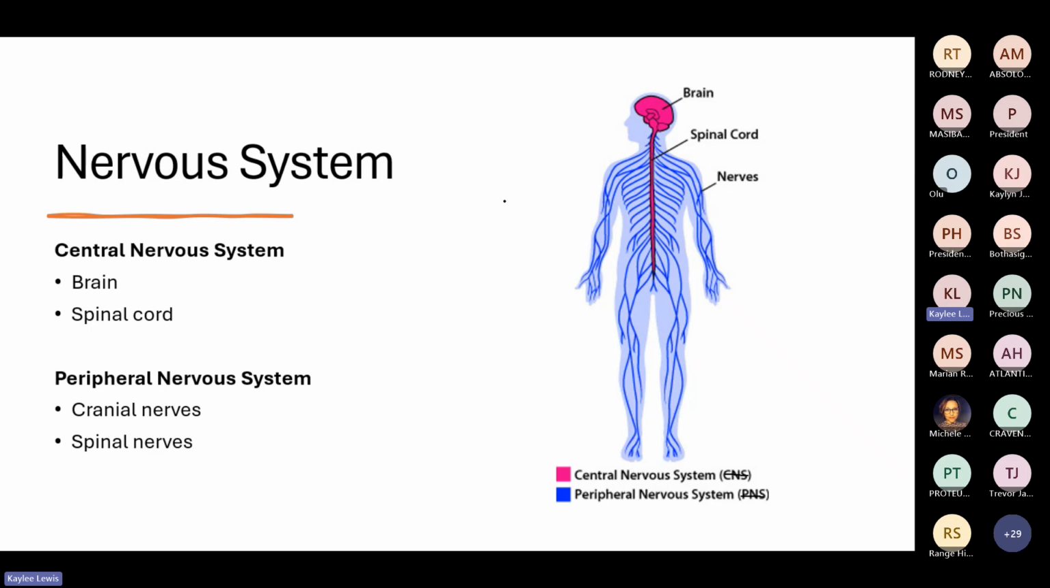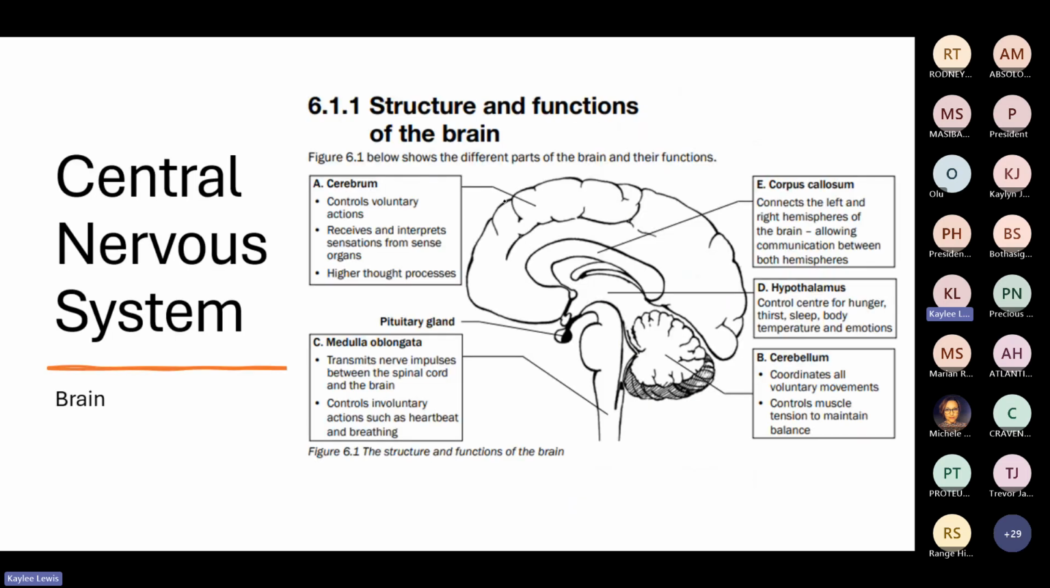So if we look at the central nervous system and we look at the brain, this picture is the best picture to study for the structure of the brain. You find it in the Mind the Gap textbook, which is available online. So if we look at the brain and the structure and the different functions of those structures, it is so important that you know this. You will most likely get a picture and they'll ask you to label and they'll ask you what the certain functions are, where they are in the picture.